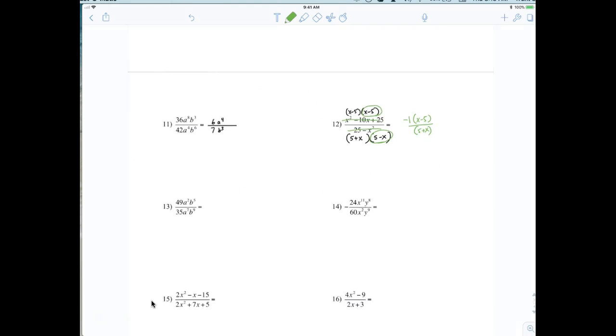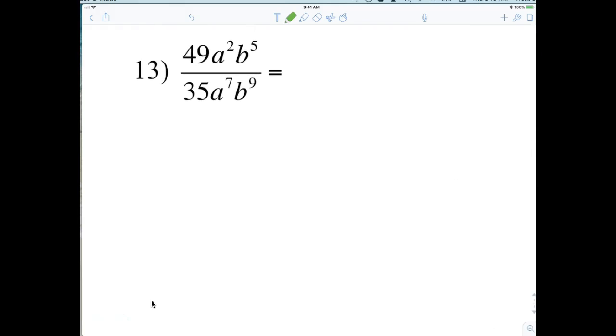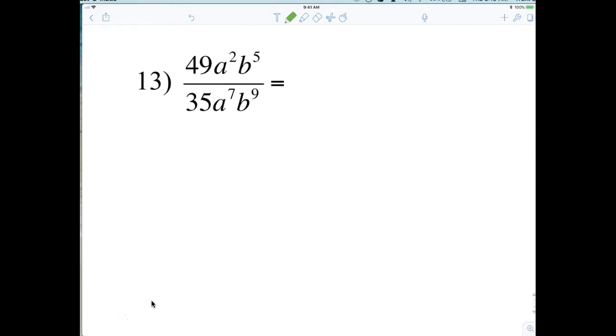Here we go. So now 49. What do I reduce by? 7. And so I end up with 7 over 5. Hold up. Just the numbers. 7 over 5. All right. Connor, are you with me? Now, I have what? Final answer. 7 over 5. A 5. Everybody happy with that? A to the 5th and B to the 4th is in the bottom. Right?